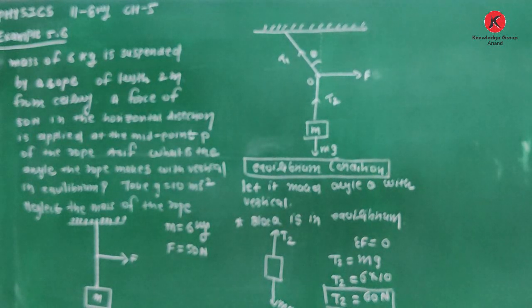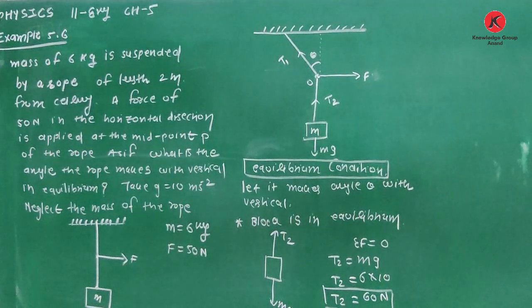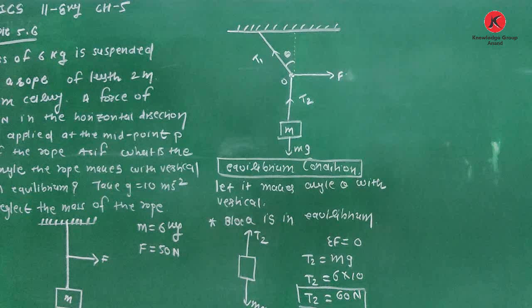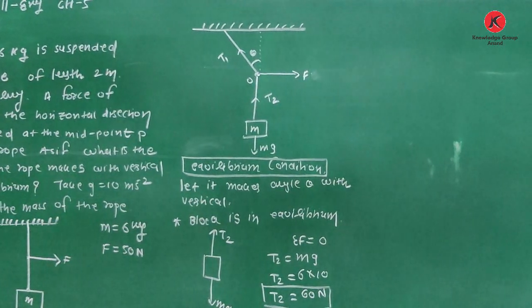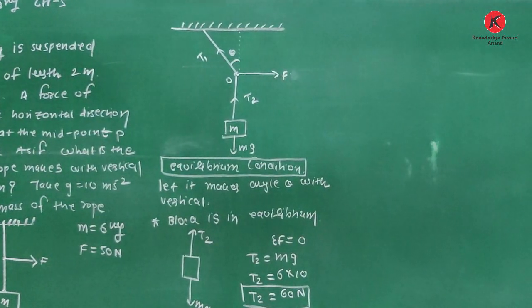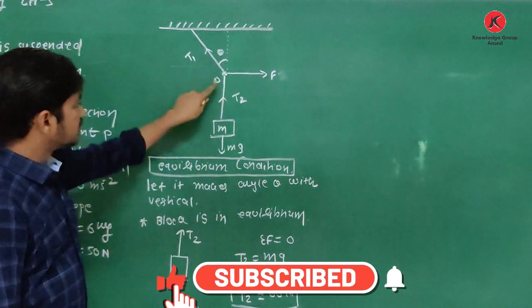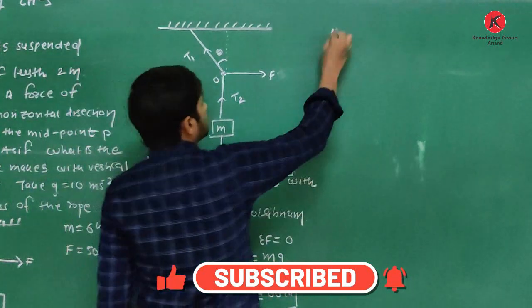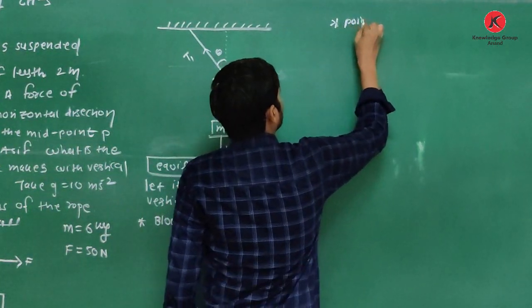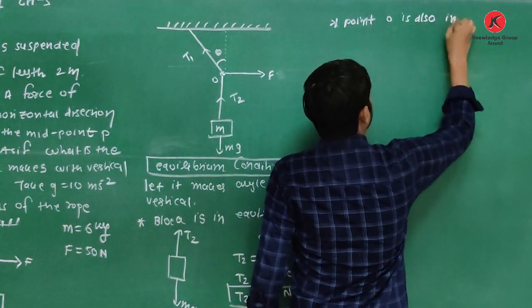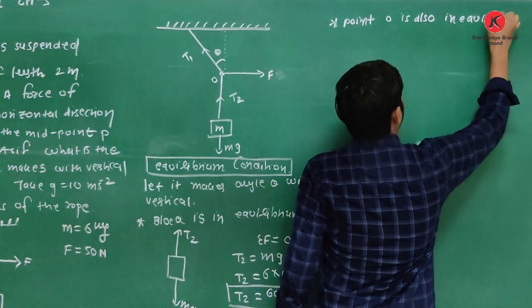Now as the system is in equilibrium, what is T2? It is 60 Newton. Now we will find the equilibrium condition for point O. See how to find it. The block is in equilibrium, and this point O is also in equilibrium.